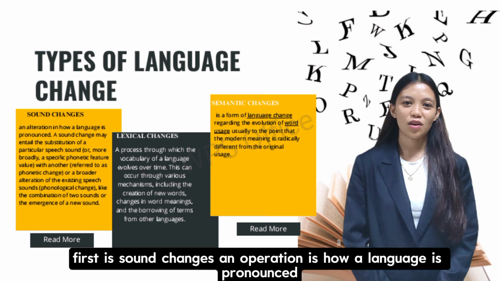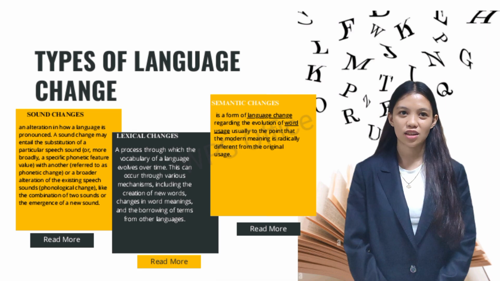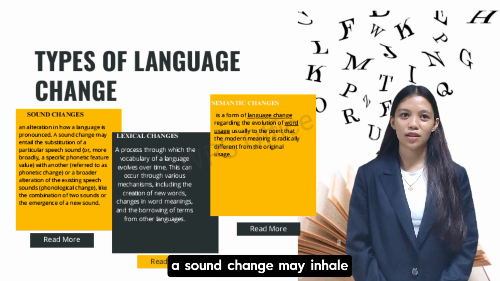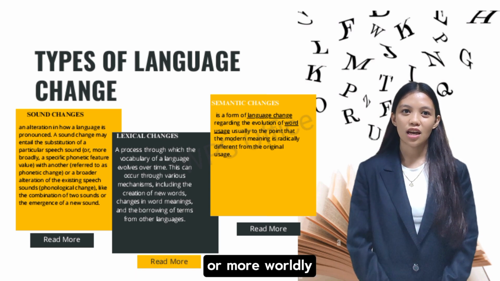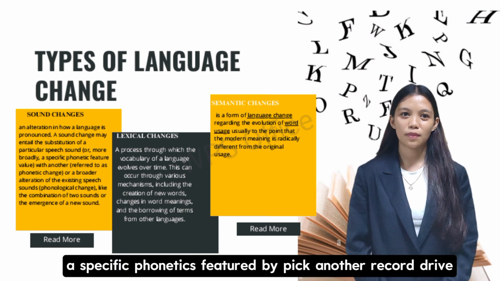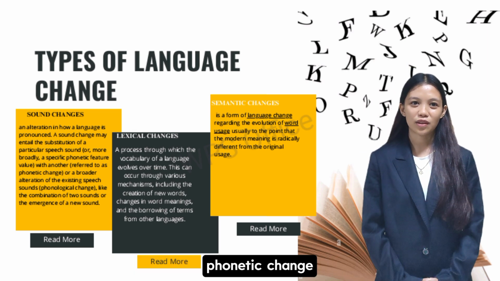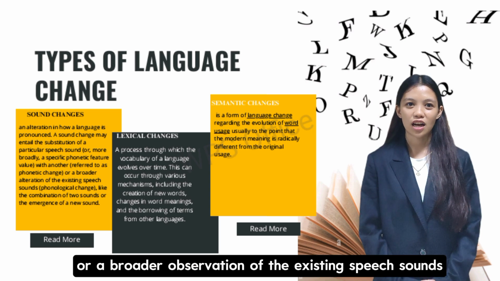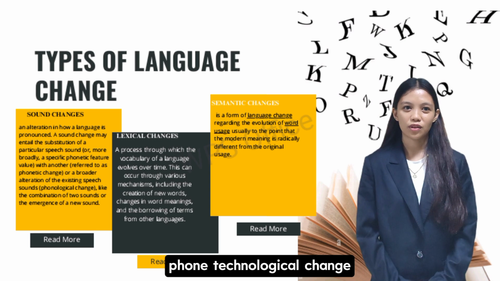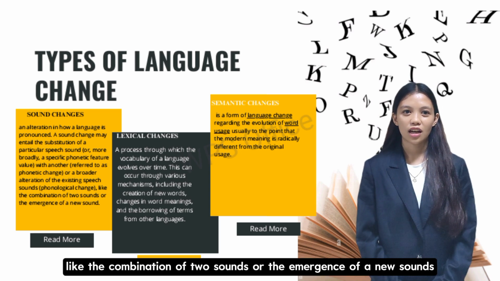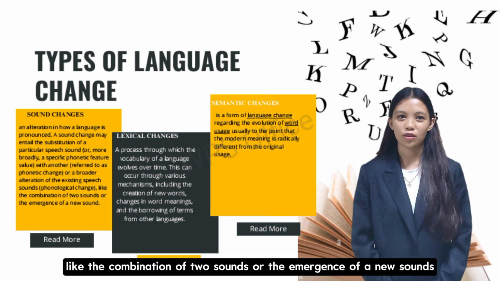First is sound changes, an alteration in how language is pronounced. A sound change may entail the substitution of a particular speech sound, or more broadly, a specific phonetic feature value, with another, referred to as phonetic change, or a broader alteration of the existing speech sounds, phonological change. Like the combination of new sounds or the emergence of a new sound.